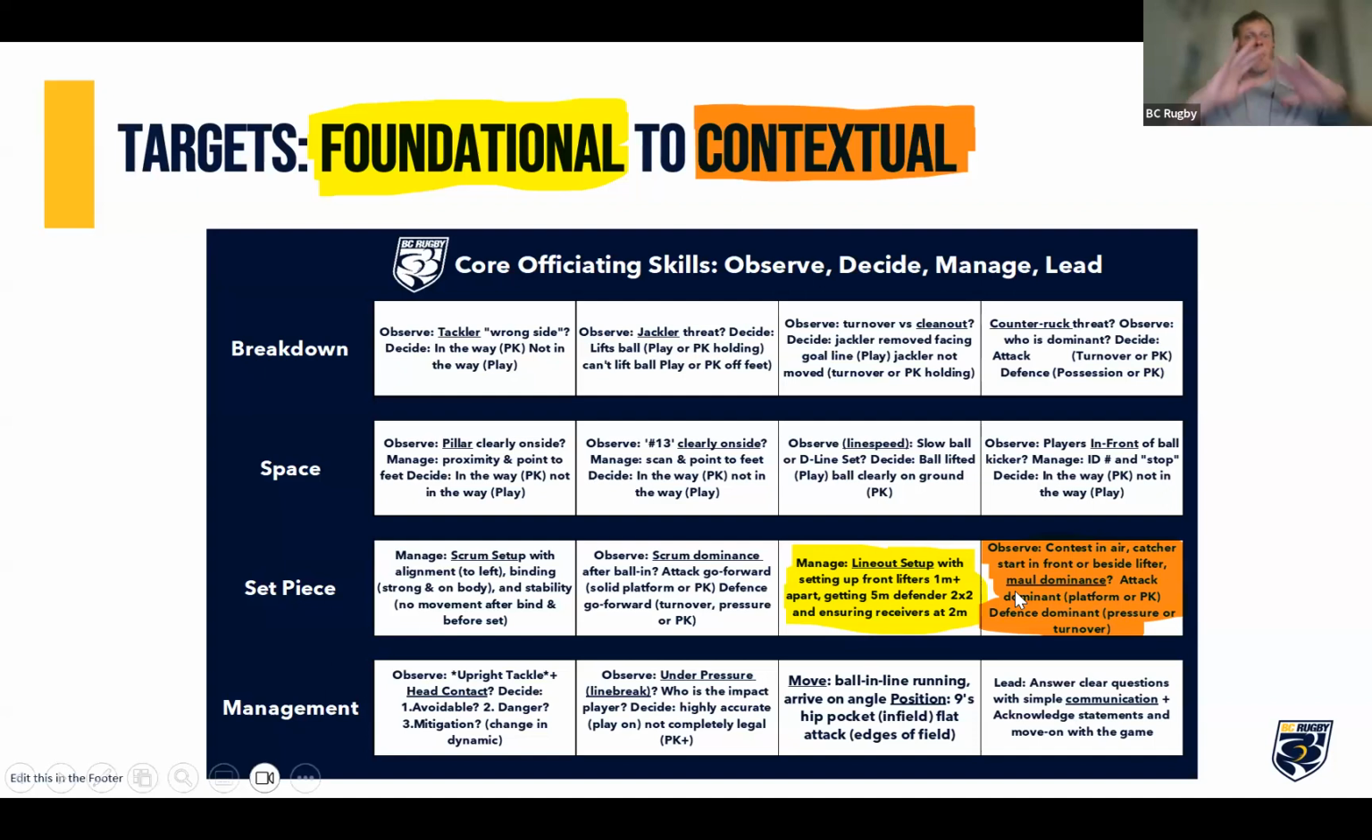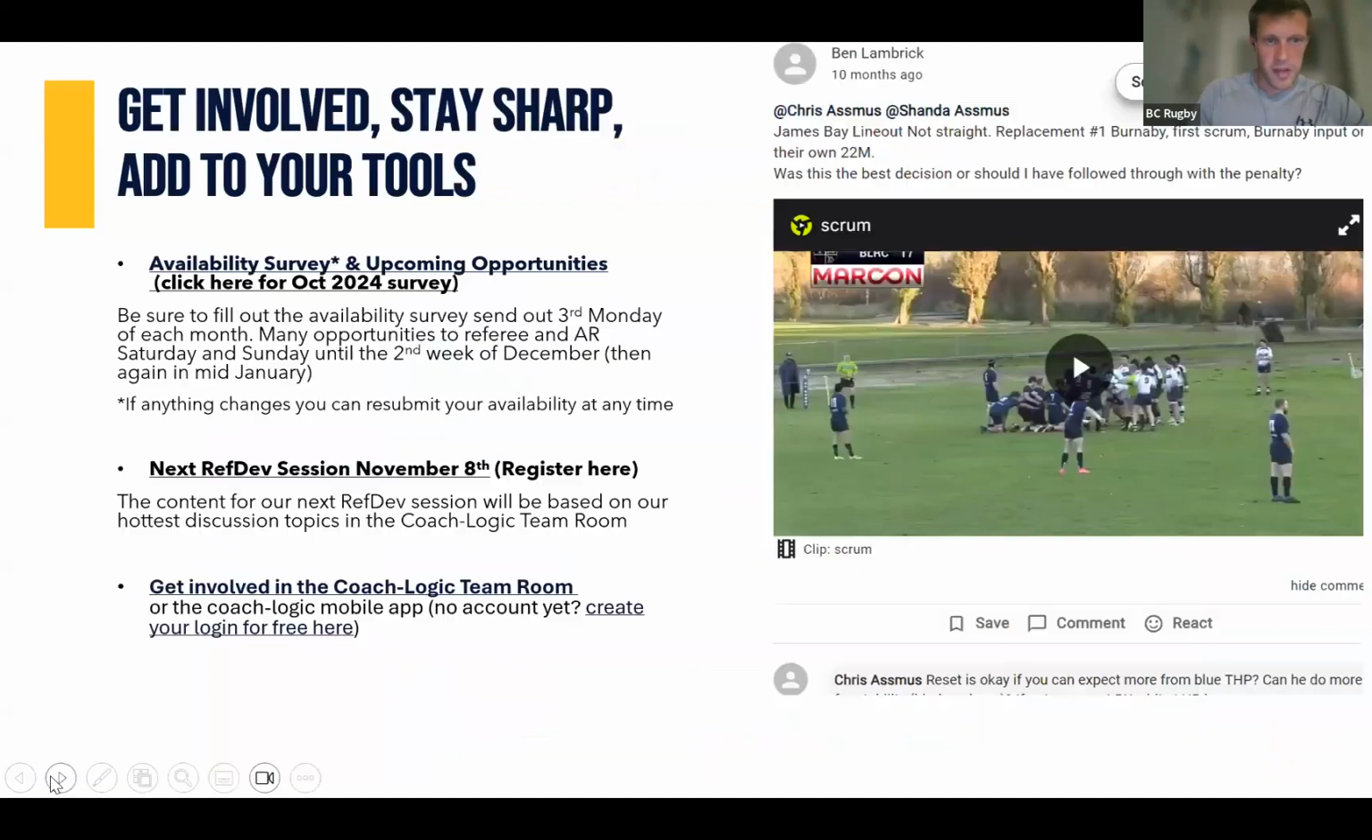But if you're still like, wow, this lineout thing is complicated, if we get these pieces right, good gap, everyone's where they're meant to be, this will be either very clear and obvious or will not be a problem, as we saw with scrum setup.